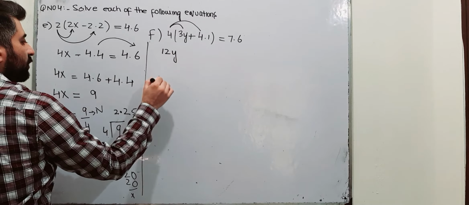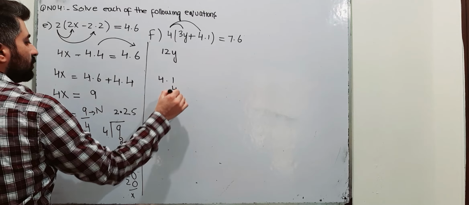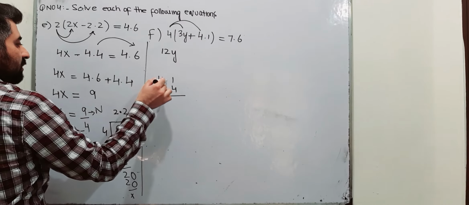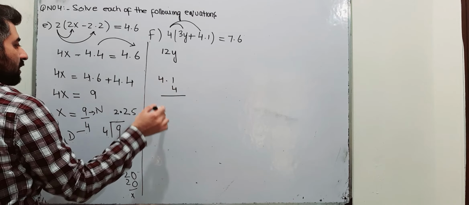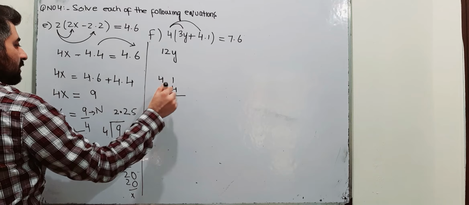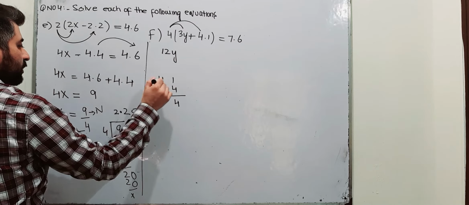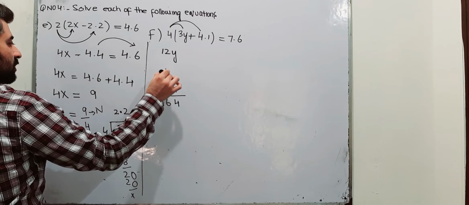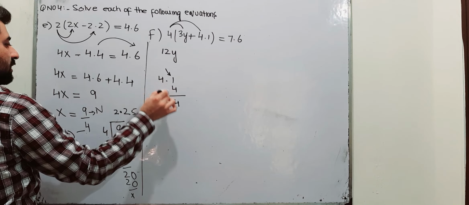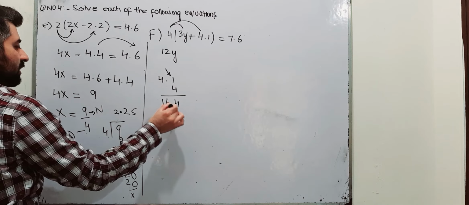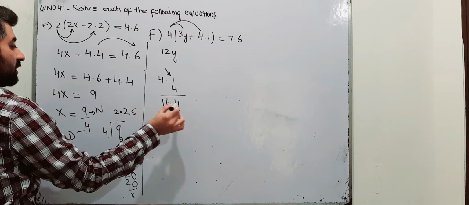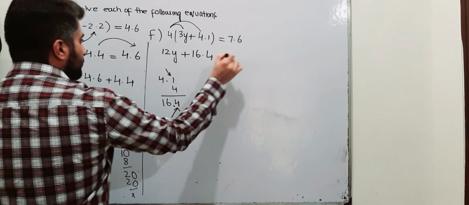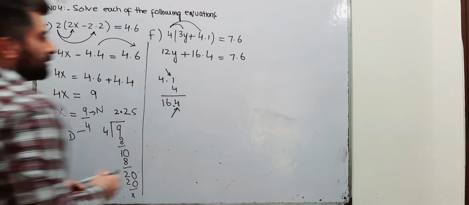4 into 4.1. I told you need to multiply it by this. How to multiply a decimal number by a whole number? Remove the decimal. 4 into 1 is 4, 4 into 4 is 16. Now the decimal was here, there was one digit after the decimal in your question, so there must be one digit after the decimal in your answer. So it will be 16.4 is equal to 7.6.